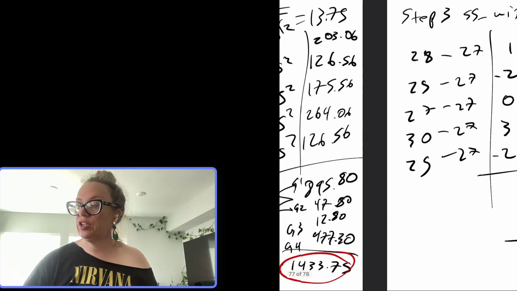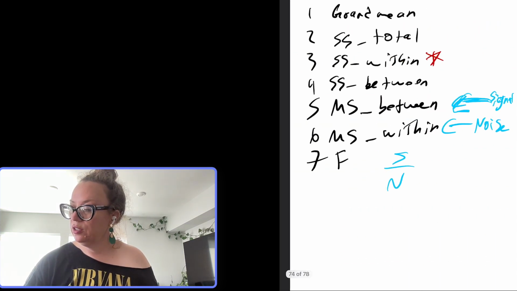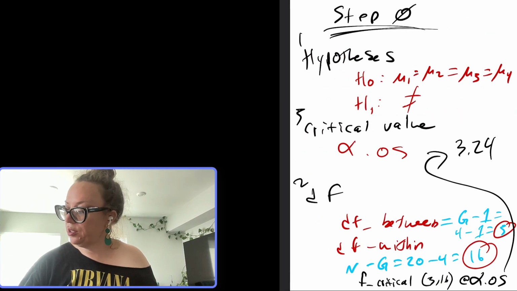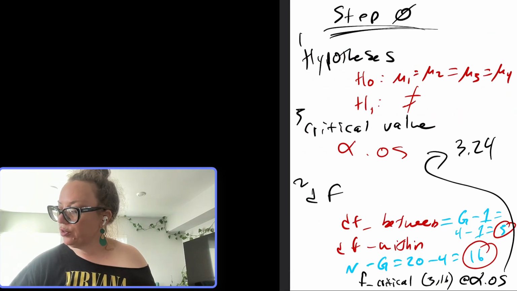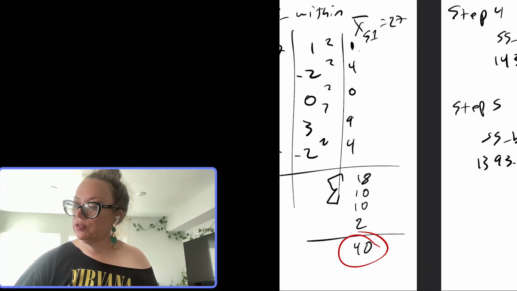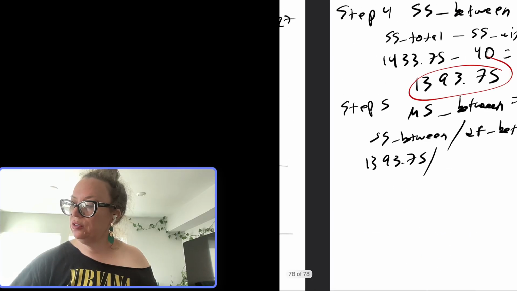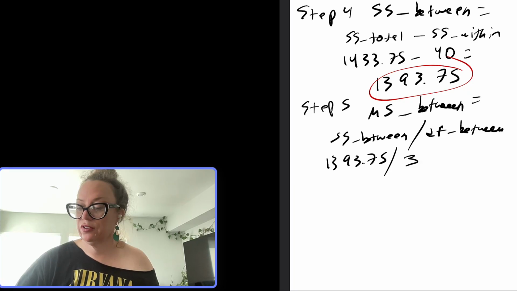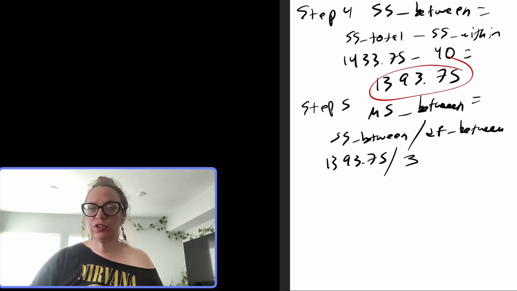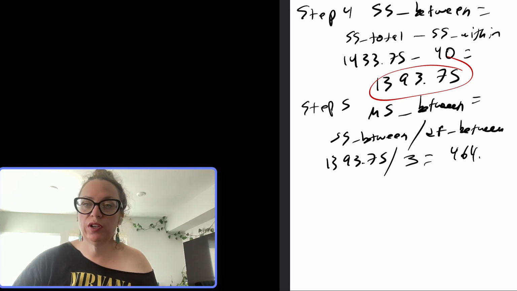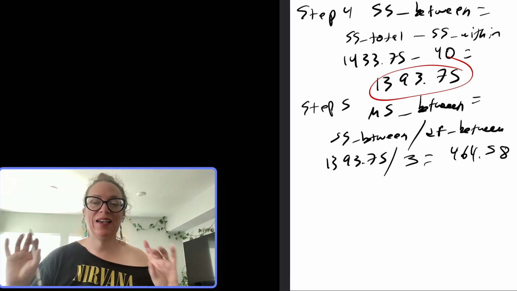So the SS between is 1,393.75 divided by the degrees of freedom between, which we calculated. Where did we calculate it? Way up here. Degrees of freedom between is 3. Degrees of freedom within was 16. We'll just keep that in mind so we don't have to go through all these pages. Did I do that right? Yes, 3 and 16. So 1,393.75 divided by 3 equals 464.58. That's the MS between.